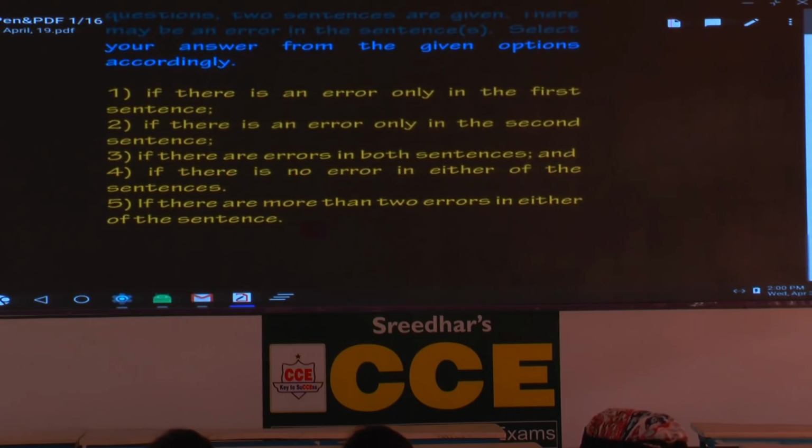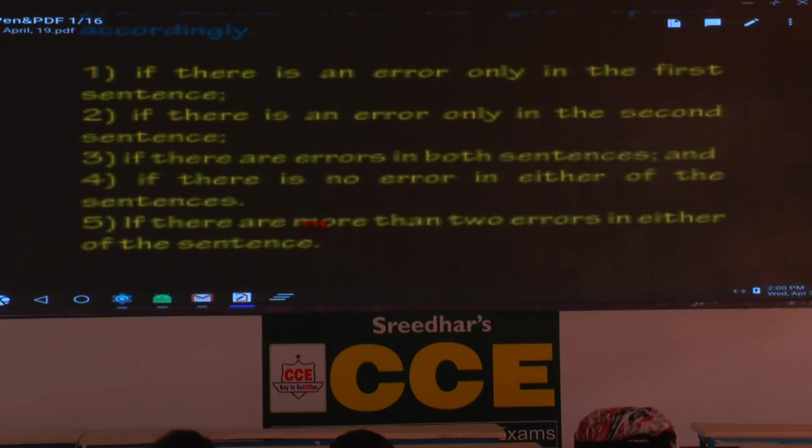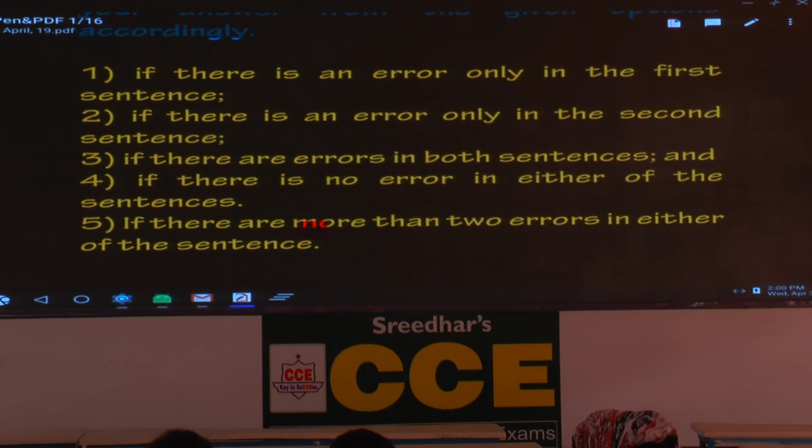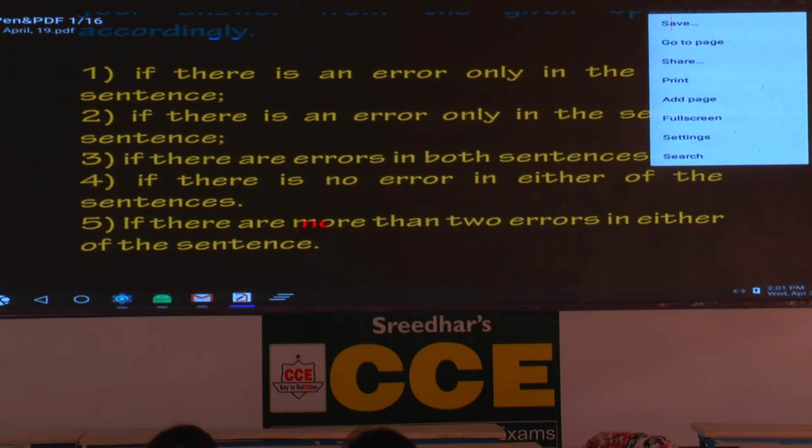So, what are the options here? First, we'll try to become familiar. If there is an error only in the first sentence, you have to choose option 1. If there is an error only in the second sentence, option 2. If there are errors in both sentences, option 3. If there is no error in either of the sentences, 4. If there are more than 2 errors, this is another problem. 1 error is difficult, more than 2 errors in either of the sentences, so, it is ultimate. Okay.